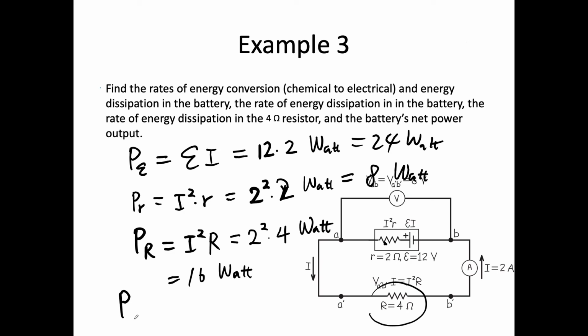And you can find out the power that's drained. In other words, the power we take out from this epsilon equals the power used by the internal resistor plus the power used by the outside resistor. You can check the numbers: 16 plus 8 gives you 24.